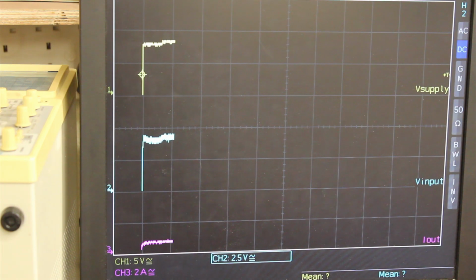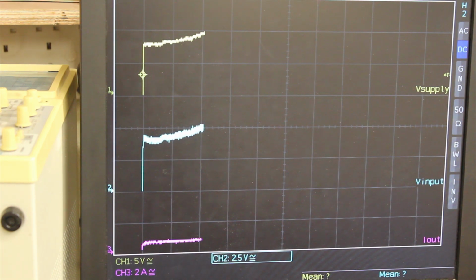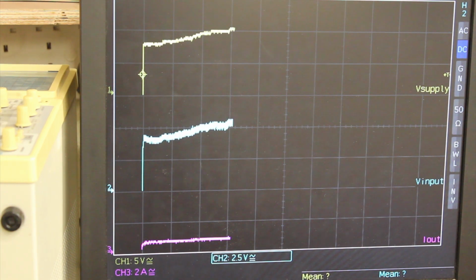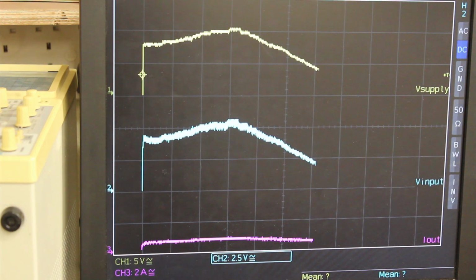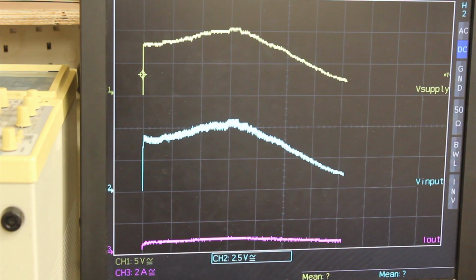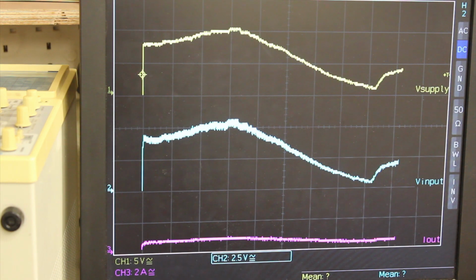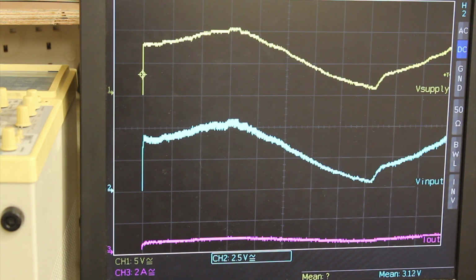If you watch the yellow trace there, V supply, that's what's going in. You've got the V input, that's what's actually going into the boost circuit. And if you notice, the input to the boost circuit is on half the scale of the V supply. As you notice, they just track each other exactly. That's the circuit working and doing its maximum power point tracking there.